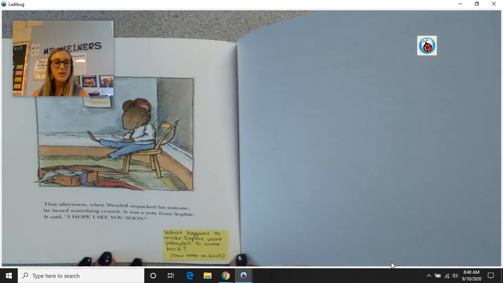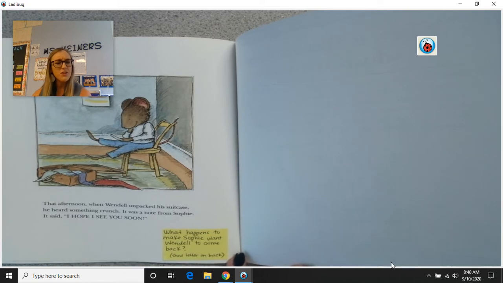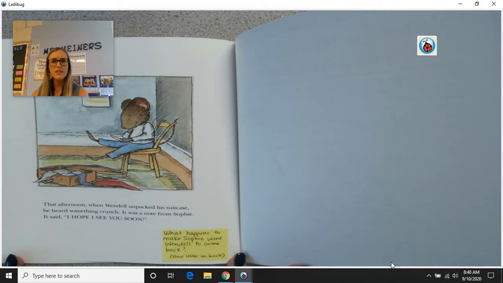All right, and our last question, what happens to make Sophie want Wendell to come back? Let's see. If we think about the beginning of the story, Sophie said, "When is he leaving?" But now at the end of the story, she says, "When is he coming back?" So I want you to take some time and think, what changed? Why do you think Sophie changed her mind? And how did Wendell change?